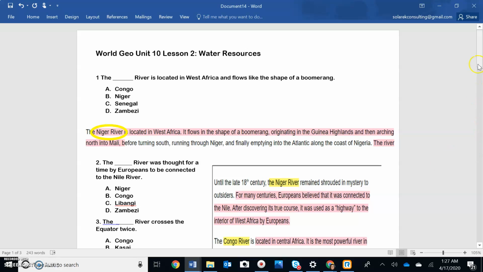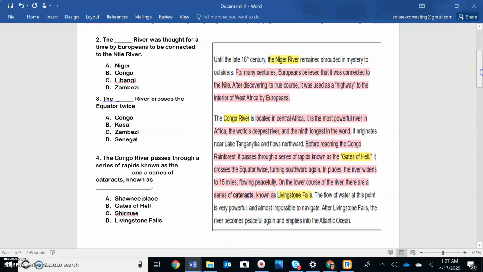Okay. Let's move down a little here. The Congo River crosses the equator twice. The Congo River, located in Africa, is the most powerful river, the world's deepest river, and the 9th longest river. Before reaching the Congo rainforest, it passes through a series of rapids known as the Gate of Hell and crosses the equator twice. So which river crosses the equator twice?